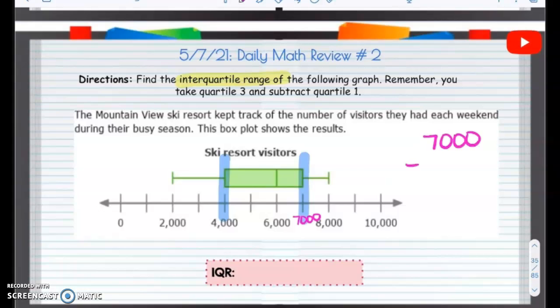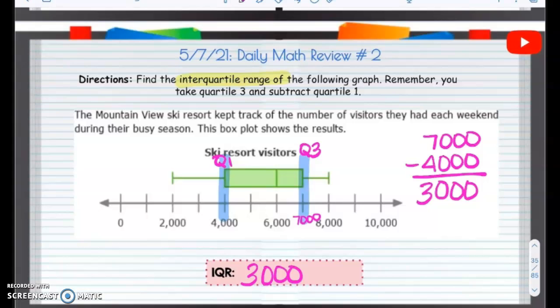We are going to subtract 4,000 because that's quartile 1. Quartile 3 minus quartile 1, and we will get 3,000. So the interquartile range is 3,000. You don't have to put that comma if you don't want. But that is going to be it.